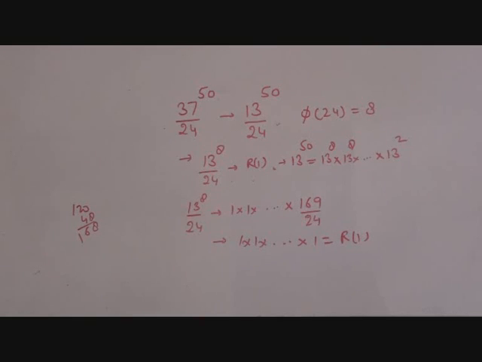So 13 raised to 50 I can break as 13 raised to 8 into 13 raised to 8, 6 times, into 13 square. Now the remainder would be basically 1 into 1 into 1, and 13 square is 169, which when divided by 24 again gives me remainder 1. So the remainder is basically 1 into 1 into 1 into 1 and so on. That will give me remainder 1 with 24.